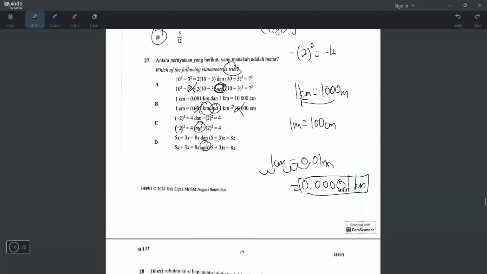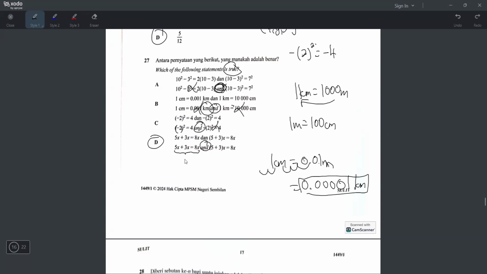Okay, if it's like this, then the answer should be -4, because you will do the 2 square first, and then only you put the negative. But they write 4 here, right? So this one of it is false already. And if one of it is false, then the whole thing is false, because it's "and". Okay, so I think the answer is D, but let's check.